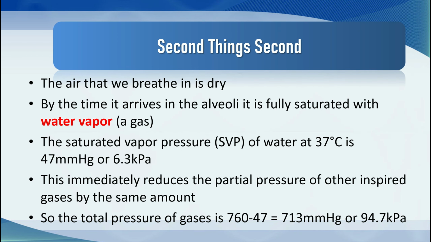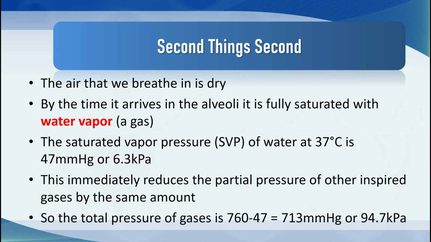Secondly, the air that we breathe is dry. By the time it arrives in the alveoli, it is fully saturated with water vapor, and water vapor is a gas. The saturated vapor pressure of water at 37 degrees is 47 millimeters of mercury or 6.3 kilopascals. This immediately reduces the partial pressure of other inspired gases by the same amount. This is Dalton's law. So the total pressure of gases is 760 minus 47 or 713 millimeters of mercury or 94.7 kilopascals.